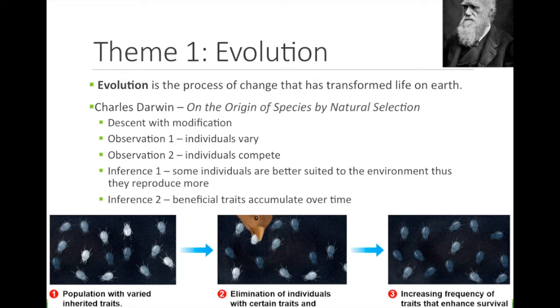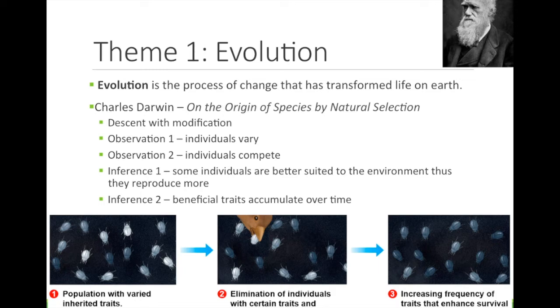The second conclusion, or inference, was that there is an accumulation of favorable traits over time. This means that the traits that are helpful for surviving will become more common. This is because those traits help with survival, so the individual with them can have babies that also have those traits. The traits that hinder survival will limit the offspring and will become less common.